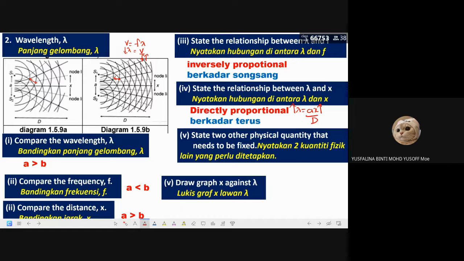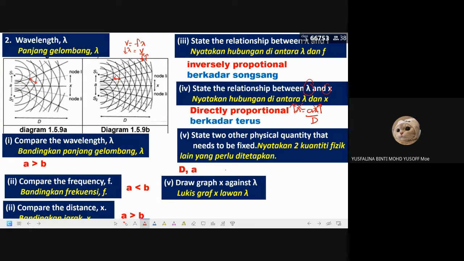The next part asks you to state the two other physical quantities that need to be fixed. This one they use lambda and also X, so you cannot mention lambda and X anymore. So it will be left with a and also D. A is the distance between the two sources, while D is the distance between the source and where you measure your X.